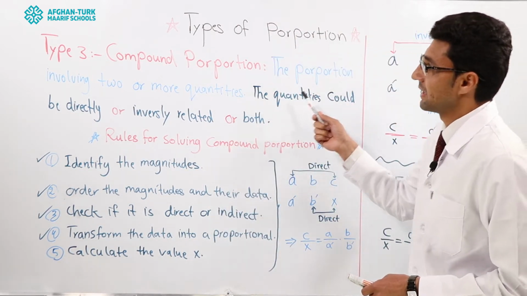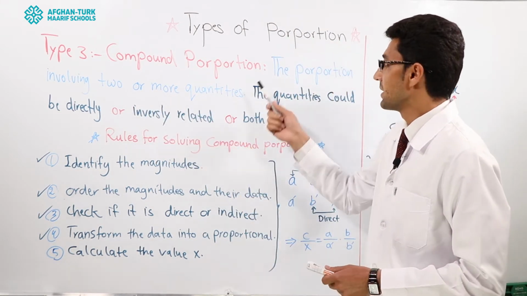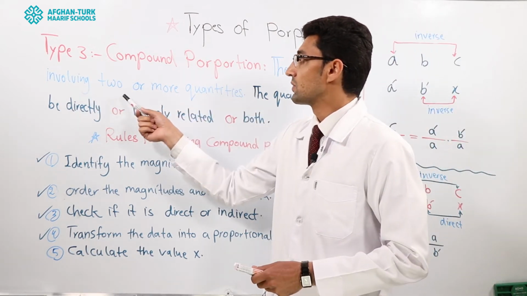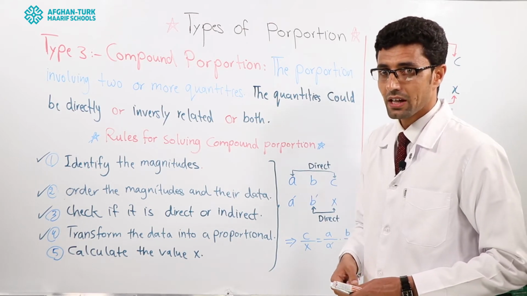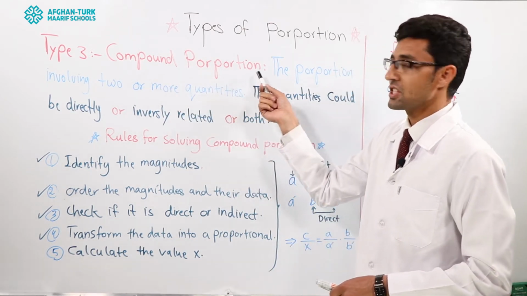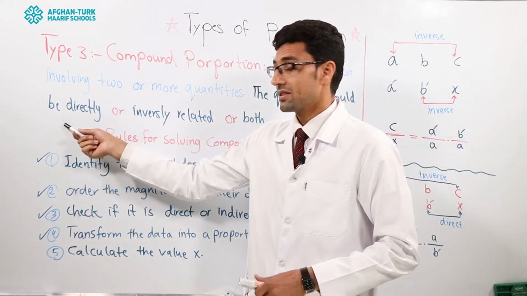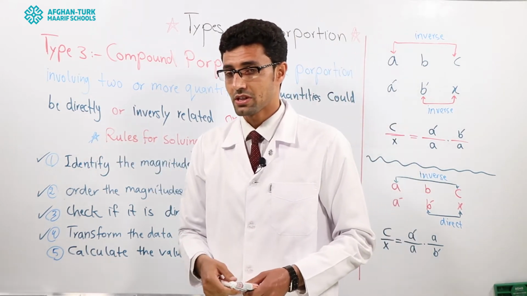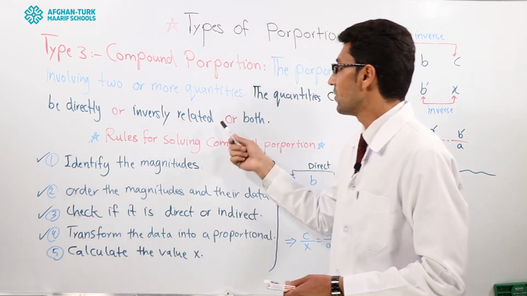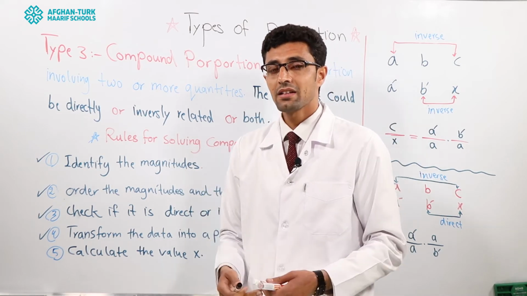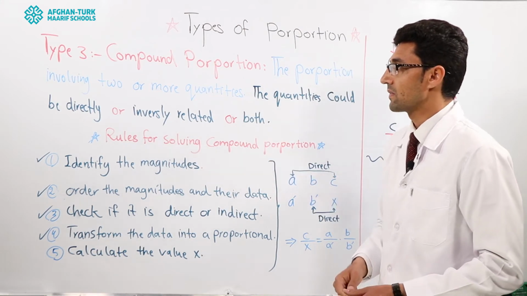The proportion involving two or more quantities. Okay, what do we call them? Compound proportionality. The quantities could be what? Directly, you studied direct proportion. Or inversely, you studied inverse proportion. Or both, it means a mix of direct and inverse proportion. It was the definition of compound proportion.